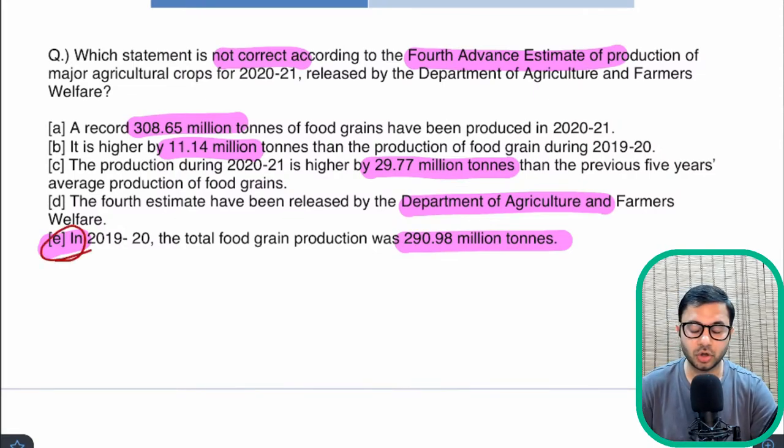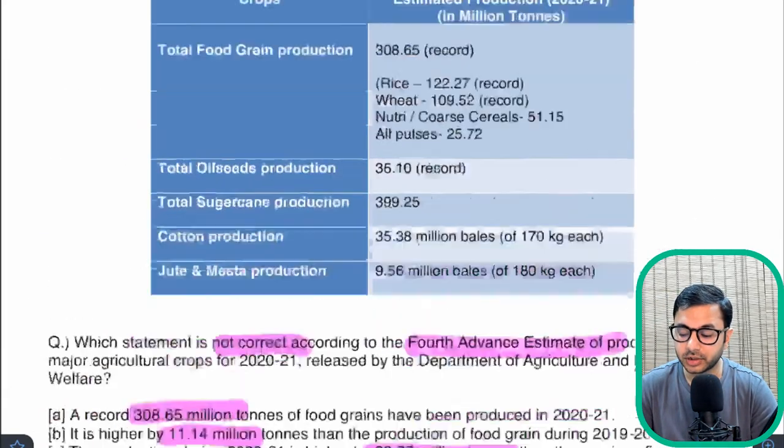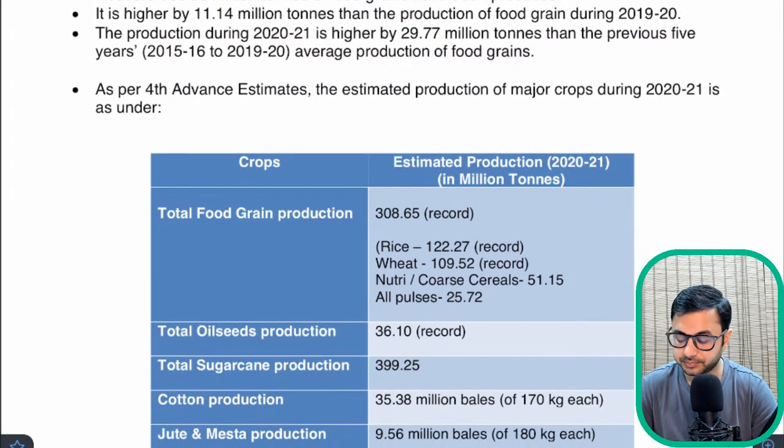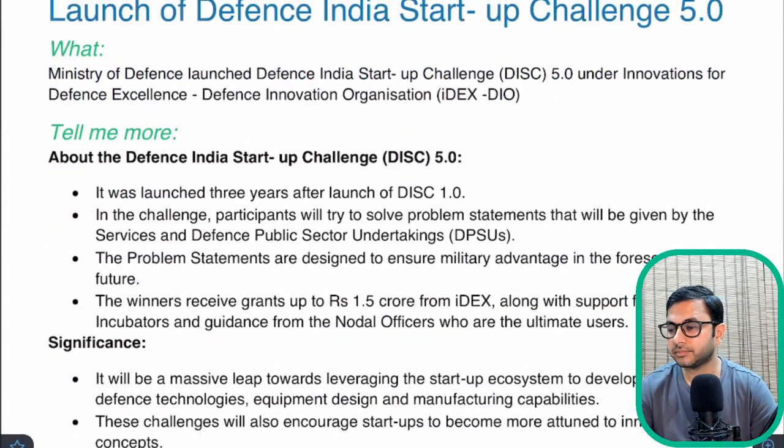ठीक है ना? It is not 290.98. Nilesh said, उतना ही है. ठीक है? You can go through this. यहाँ पर आपको मिल जाएगा. नेक्स्ट क्वेश्चन पे आते हैं.